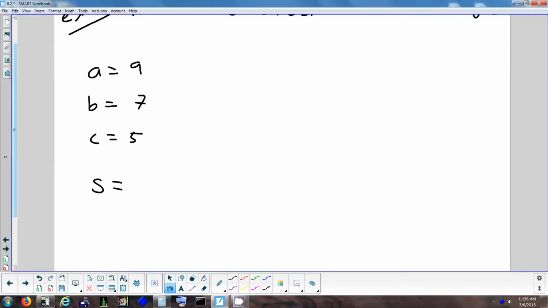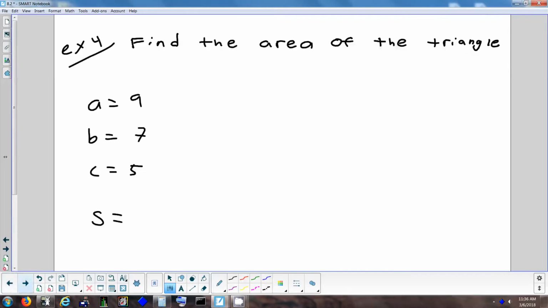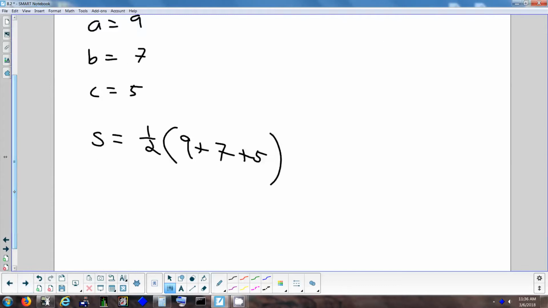Let's start with finding the semi-perimeter. Curtis, how do I find the semi-perimeter? Josh? You do a plus b plus c all multiplied by 1/2. That's the formula for the semi-perimeter, exactly what he just said: a plus b plus c, all multiplied by 1/2. Okay, so let's do it out. 1/2 times 9 plus 7 plus 5.